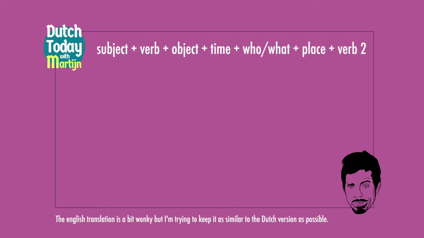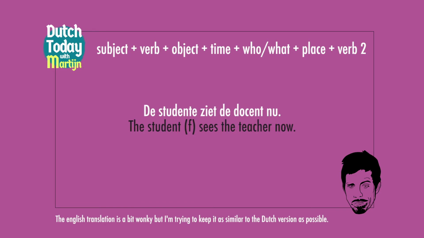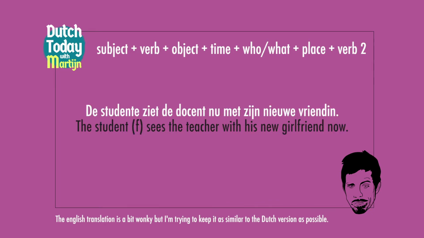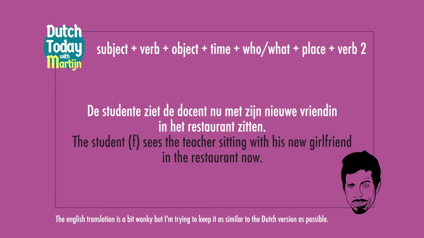Let's do another one. De studente ziet. De studente ziet de docent. De studente ziet de docent nu. De studente ziet de docent nu met zijn nieuwe vriendin. De studente ziet de docent nu met zijn nieuwe vriendin in het restaurant. De studente ziet de docent nu met zijn nieuwe vriendin in het restaurant zitten.